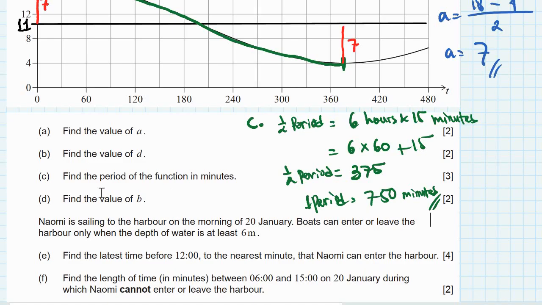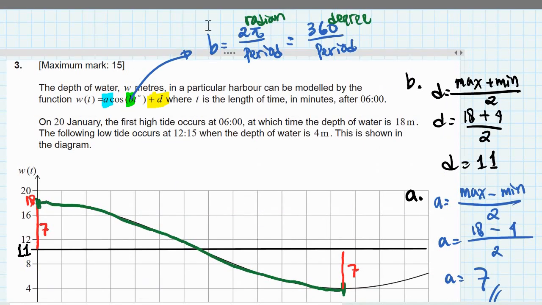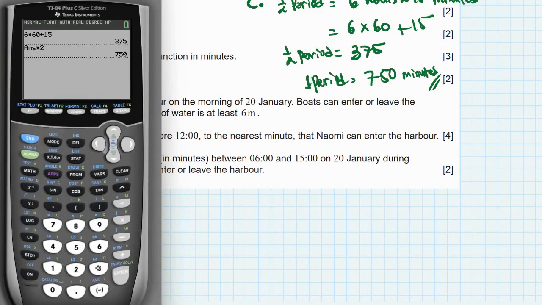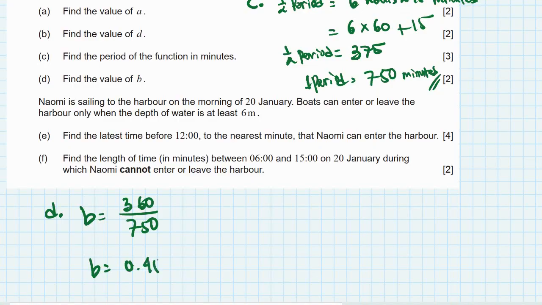Sorry, question D. Find the value of B. As you know, B is just 360 divided by the period. The period is 750. I will write it here. So question D. B is equals with 360 divided by the period. The period is 750. So B is equals with, put it in our calculator, 360 divided by 750. What do we got? 0.48. So this is our B.